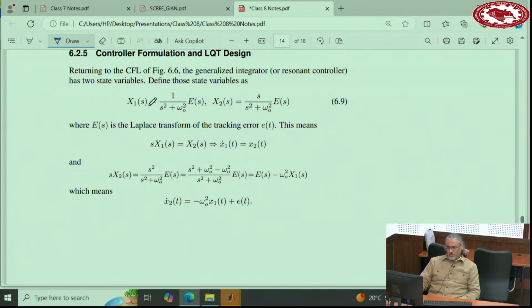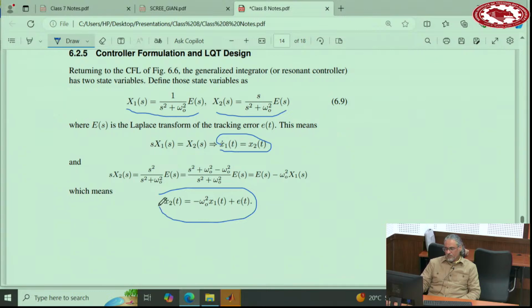So equations of the resonant controller, this is X1. It has two state variables, right? So if you write down the state equations, this is one of these equations, and this is the second one. So always you need to write down the state space equations of the controller. If it's an integrator, it's very simple. If it's a resonant controller, it will give you two equations.